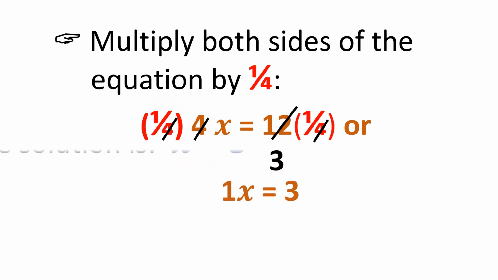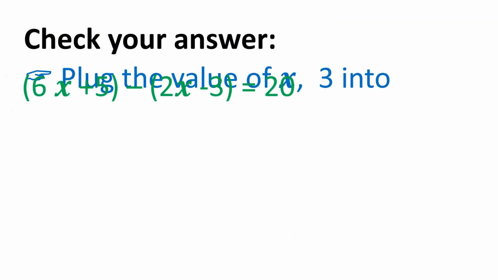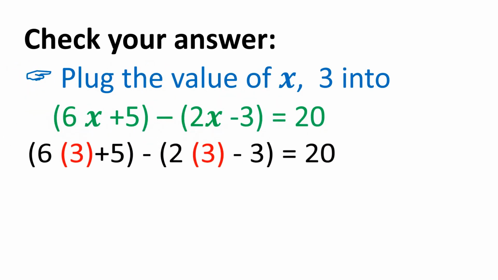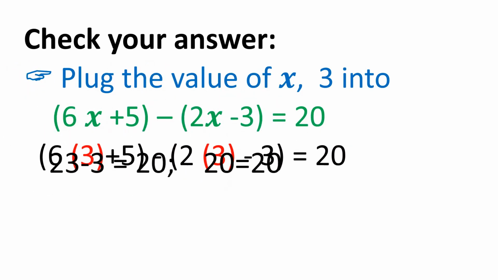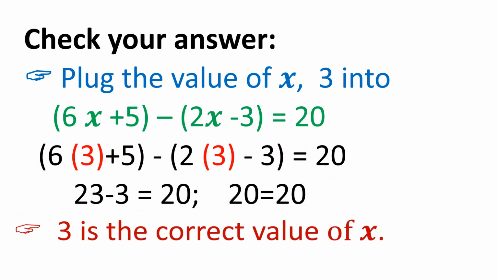Plug the value of x, 3, into the original equation. 6 times 3 plus 5, minus 2 times 3 minus 3, equals 20. 23 minus 3 equals 20. 20 equals 20. The answer is correct.